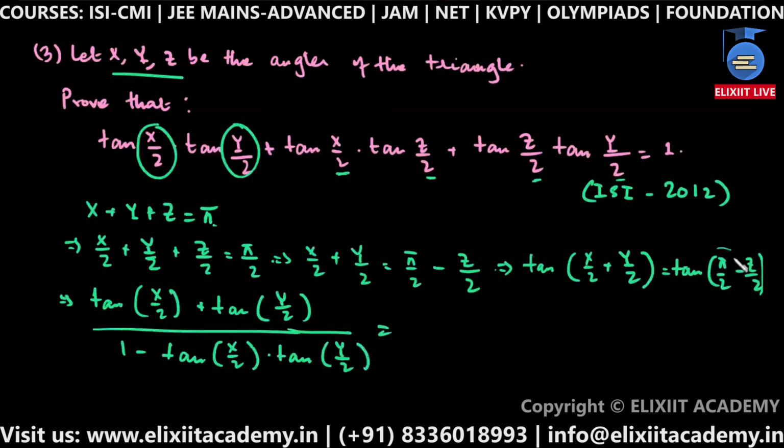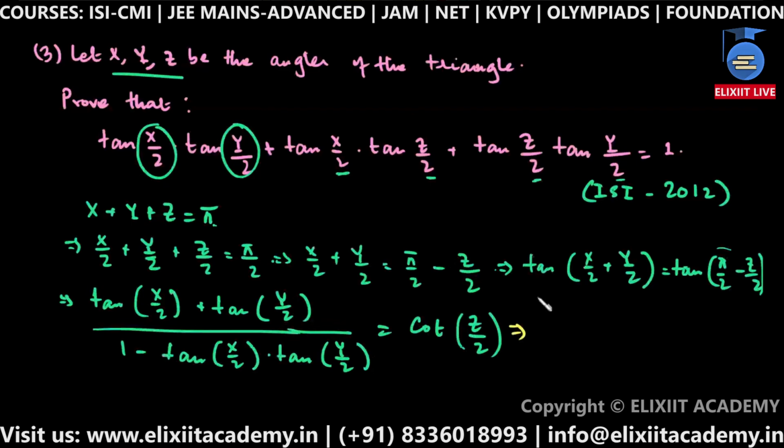On the right-hand side we have tan(90 − θ), here tan(π/2 − z/2), and tan(90 − θ) is cot θ. So the right-hand side is cot(z/2). Now how do we prove this identity? There is one way: first cross multiply and see what happens.